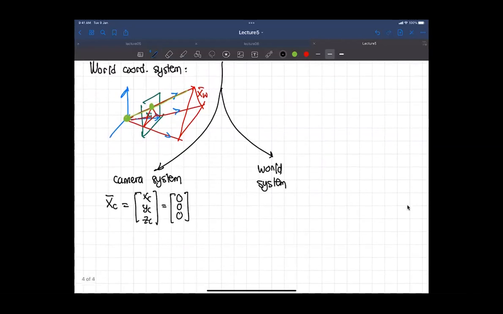But if it is in the world system, XC is a point in the world, right? So call it C bar. C means that C is in the camera system. And if you use CW, then that is C in the world system. So if it is in the world system, how can we get this? CW equals to what then?